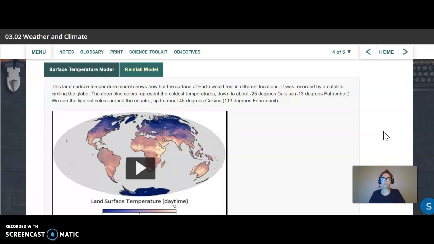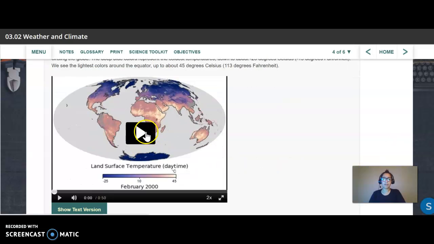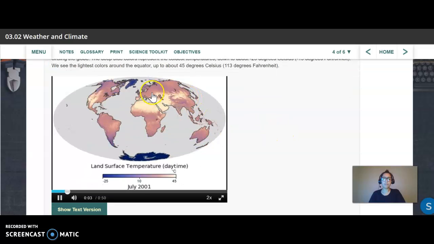So this surface temperature model is actually going to be able to show us temperature over time. So if you guys play this, you're able to see how temperatures have varied throughout the years in different months. You'll notice that almost all the time, the polar regions are cold because they're that dark blue. But then if you look in the middle of the model, you'll see a lot more of these lighter colors, and that's due to the equator, and the lighter portions are getting more direct sunlight, so they are warmer.